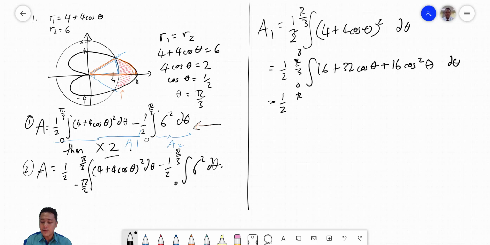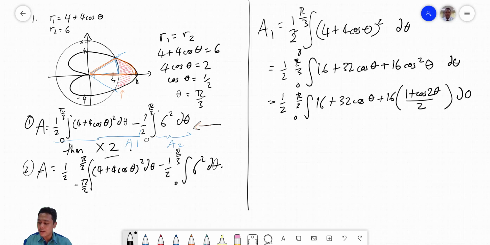Next, it's better for you to change the cos squared theta there. Do not integrate yet, but by using the identities, it is known that cos squared theta is equal to (1 plus cos 2 theta) over 2. Simplify first to make your integration much easier later.